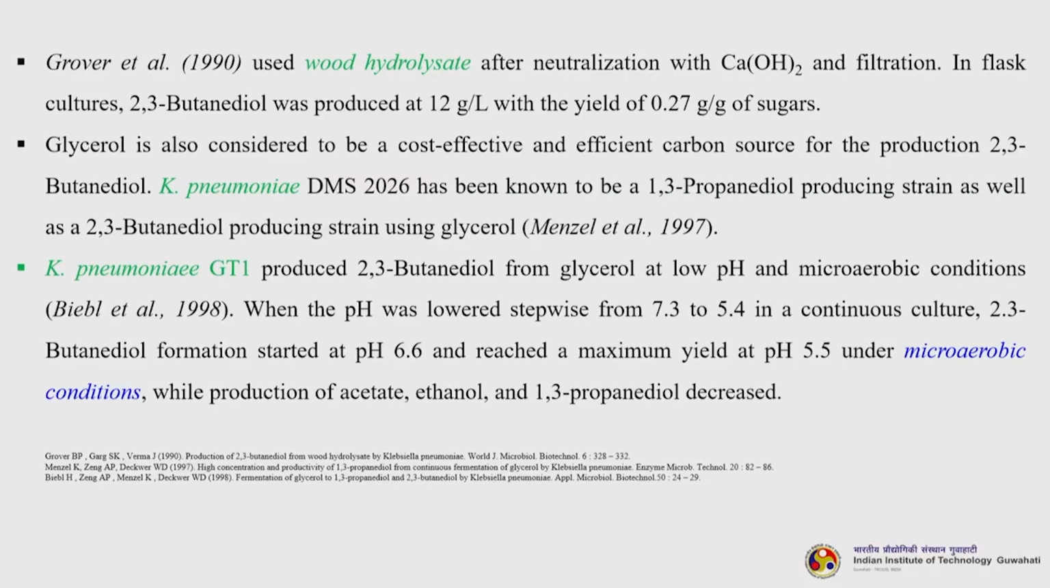I was just talking about this, if you recall, during our discussion of the metabolic pathway. So, if you want to maximize 2,3-butanediol production, then you have to suppress the production of other components, whether it is acetate, ethanol, 1,3-propanediol or any other such components, even butanol.